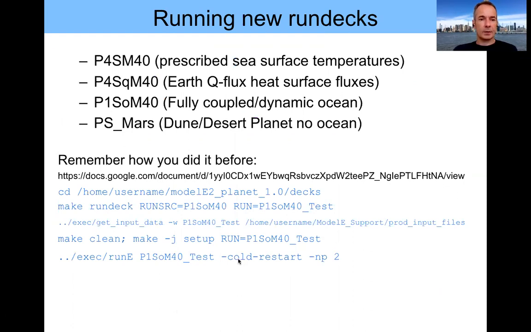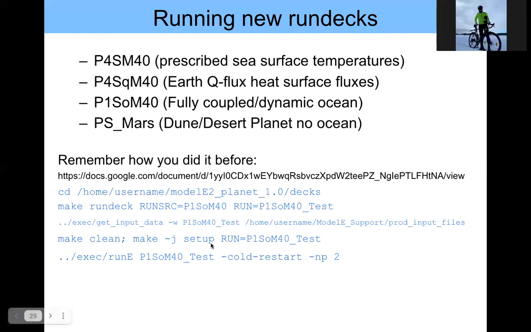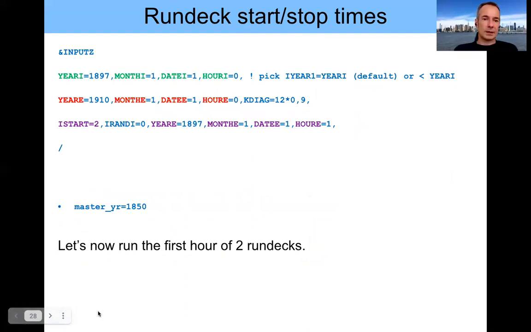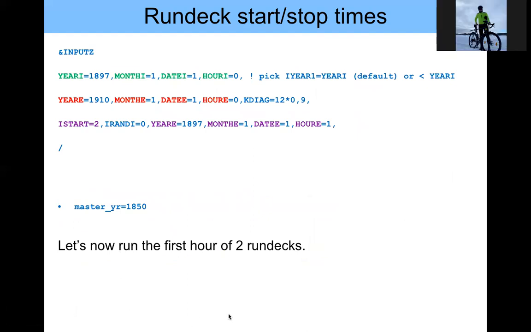I have three colors here, and I just realized that I have to apologize to the potentially colorblind audience. The year I, month I, date I, and hour I in green is the nominal time that you start the model.